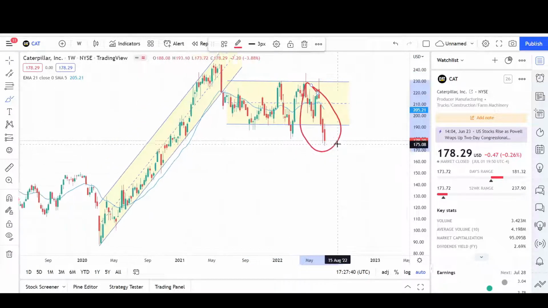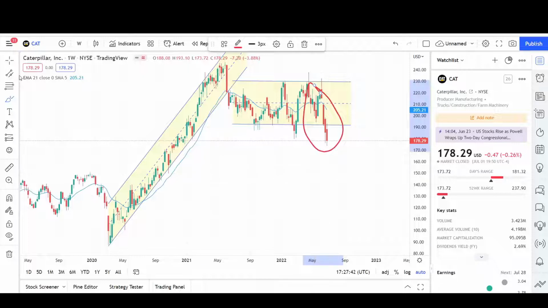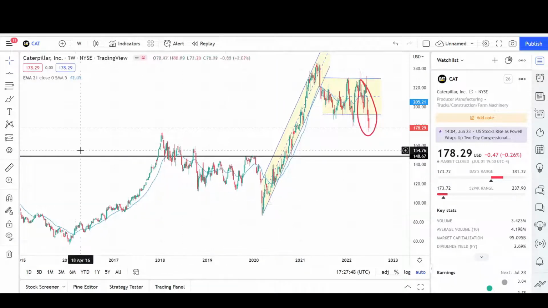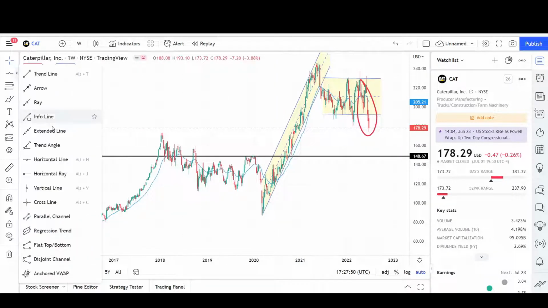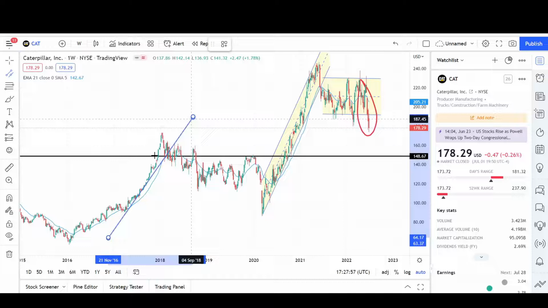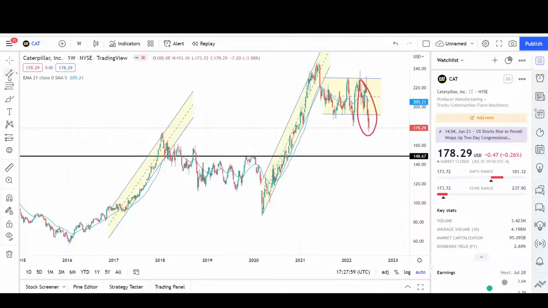So looking for that 150 price level to be reached. And that would be my target for Caterpillar. Now if I zoom out on the chart, you can see something very similar in the past. You can see that we had, again, this huge move up from 2016 all the way to 2018 in the form of a trend. This was the trend working up.